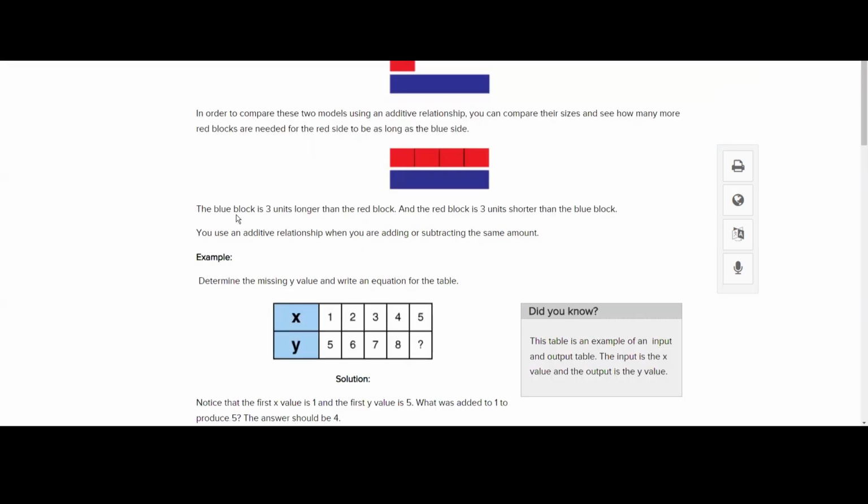So the blue block is 3 units longer than the red block, and the red block is 3 units shorter than the blue block. So you can use an additive relationship when you're adding or subtracting the same amount, okay?